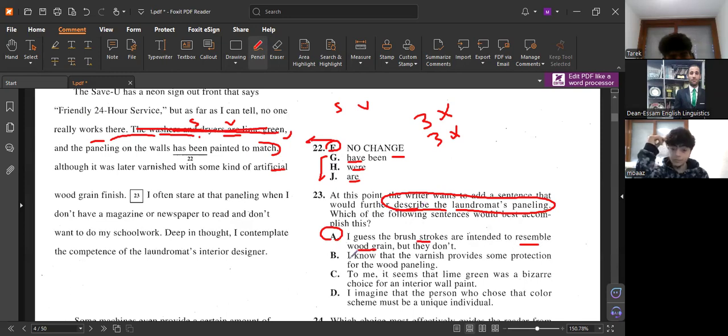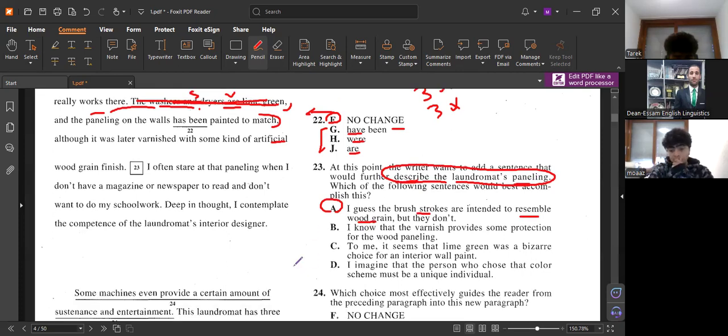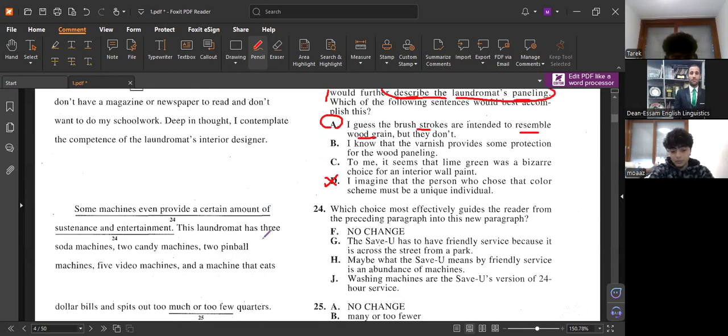How about letter B? I know that the varnish provides some protection for the wood paneling. Okay, but it does not describe the appearance or the structure. It tells you what the job of the varnish is. But the question said describe the paneling, not the job. You feel it? Makes sense. Now let's go to the next. Of course, letter D is out of target. Now 24.